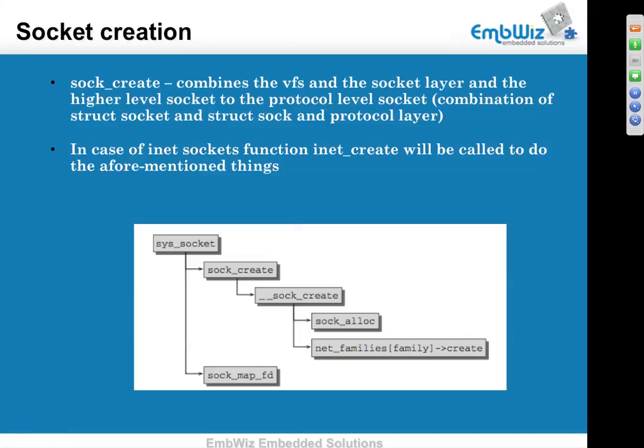So this is exactly the socket creation part. The first socket creation combines the VFS and the socket layer. VFS stands for virtual file system. So this first function will connect the file system and the socket layer. That's the very first thing that will be done. Then comes the higher layer socket, or you can also call it the kernel socket. This is where the entire connection happens: file system, kernel socket, and the protocol layer. Everything is connected now.